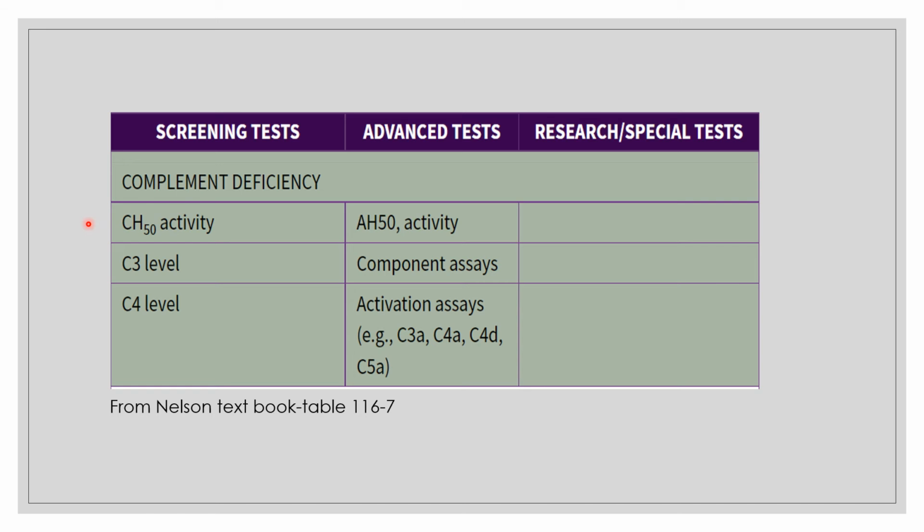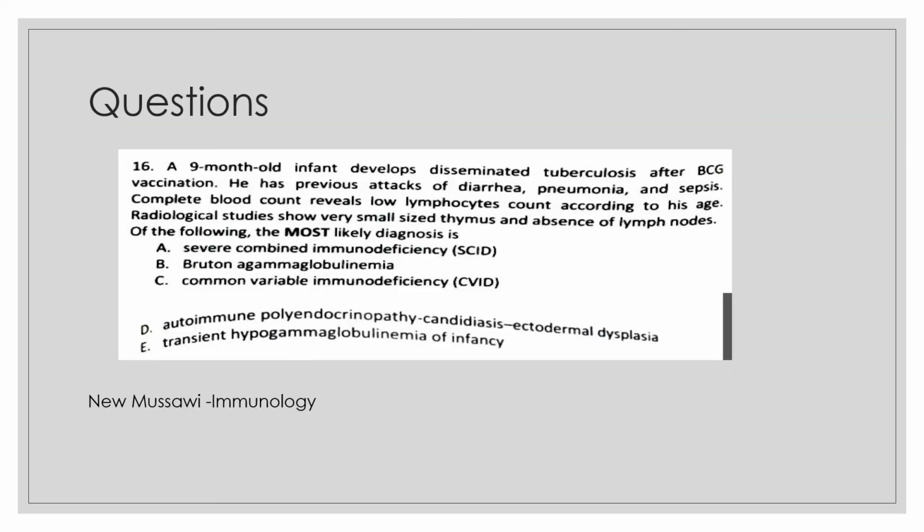And lastly, the complement deficiency, we can do mainly CH50 activity, and the advanced test for that is AH50 activity, and also we can do C3 and C4 levels. The advanced tests for them are component assays, and for the C4 level is activation assays like C3A, C4A, C4D, and C5A. Now moving to the questions part.